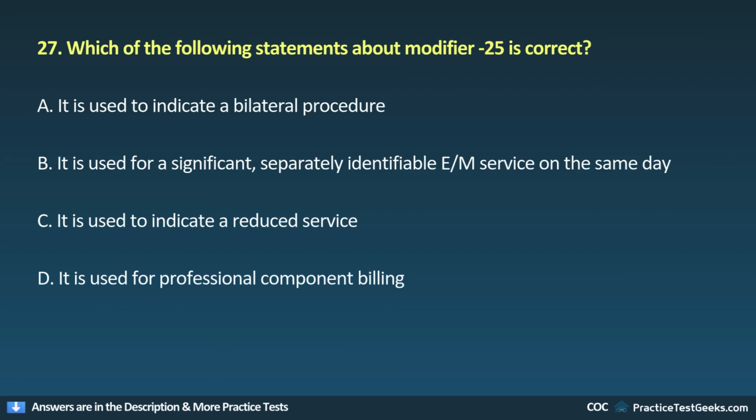27. Which of the following statements about modifier 25 is correct? A. It's used to indicate a bilateral procedure. B. It is used for a significant, separately identifiable E/M service on the same day. C. It is used to indicate a reduced service. D. It is used for professional component billing.